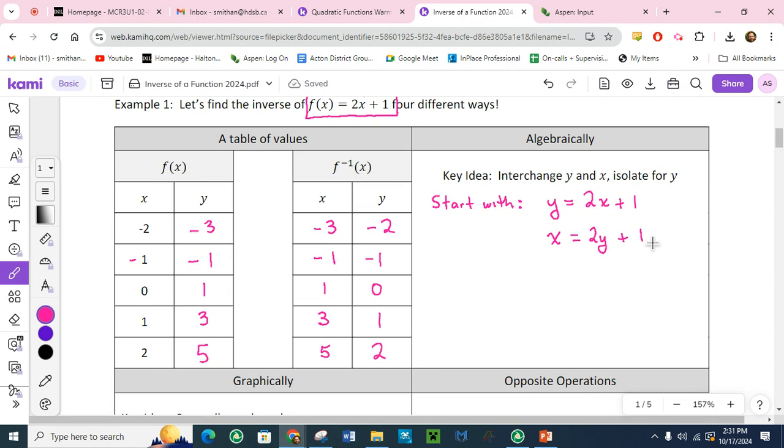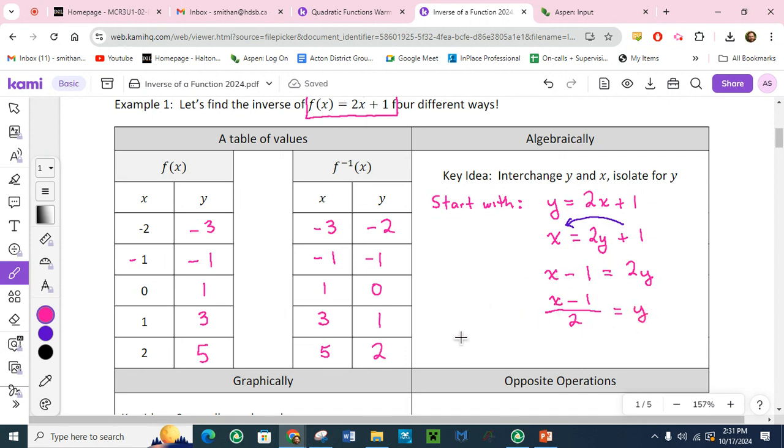The inverse of this function will just be whatever you get when you isolate for y. And this isn't really a terrible equation to rearrange for y. It's two steps. I'll do them with you. So the plus 1, we'll subtract it from both sides. We get x minus 1 on the left equals 2y. And then, of course, we're multiplying by 2. So to get y by itself, we'll divide both sides by 2. And we get x minus 1 all divided by 2.